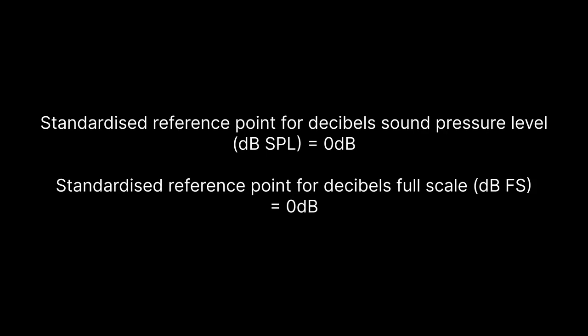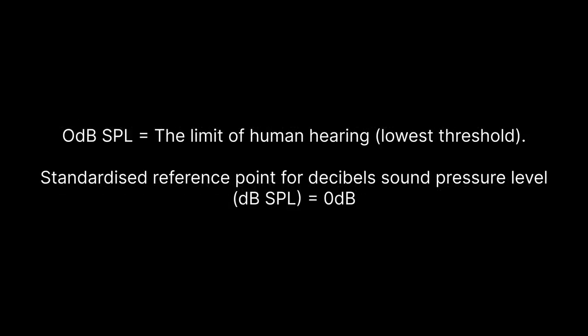Now, the two decibel measurements we'll be dealing with, dB-SPL and dB-FS, have 0 dB as two different standardized reference points. With decibels sound pressure level, 0 dB is the reference point where below that level, humans can't hear any sound. So if you have 0 dB and 80 dB, you'll know that 80 dB is 80 dB louder than the limit where humans can hear.